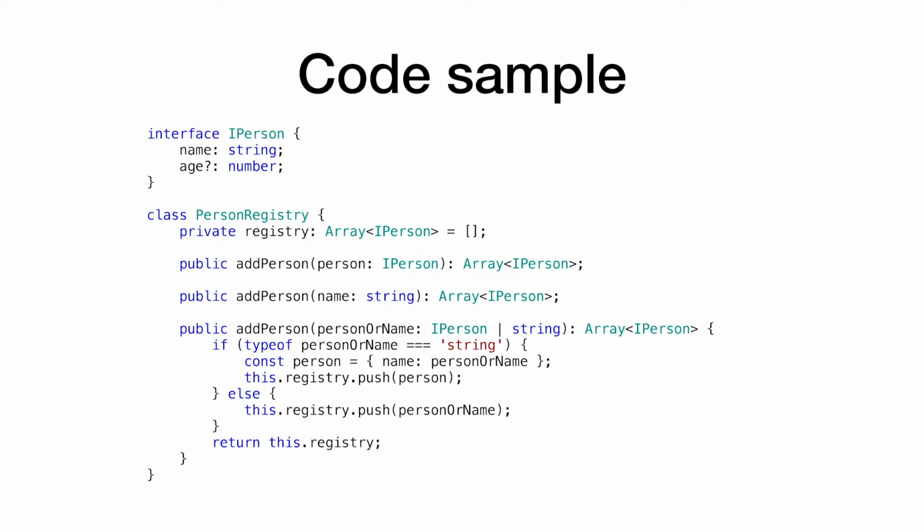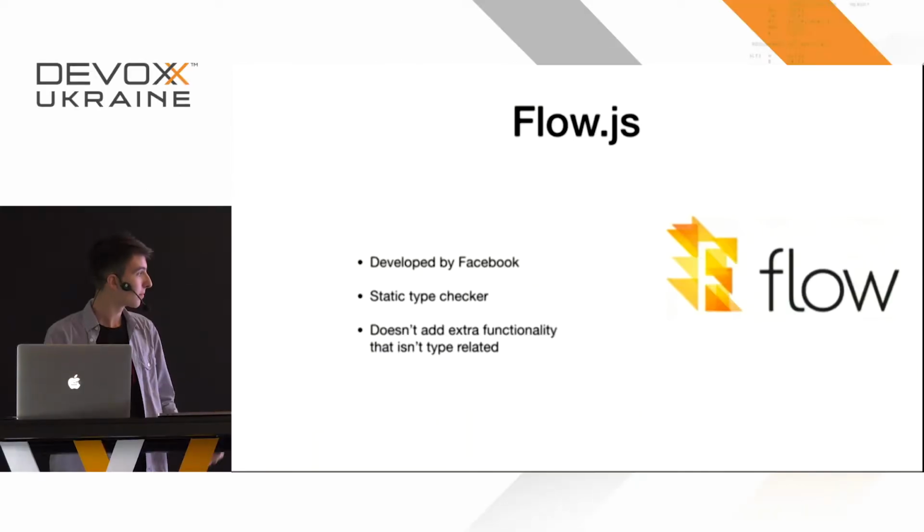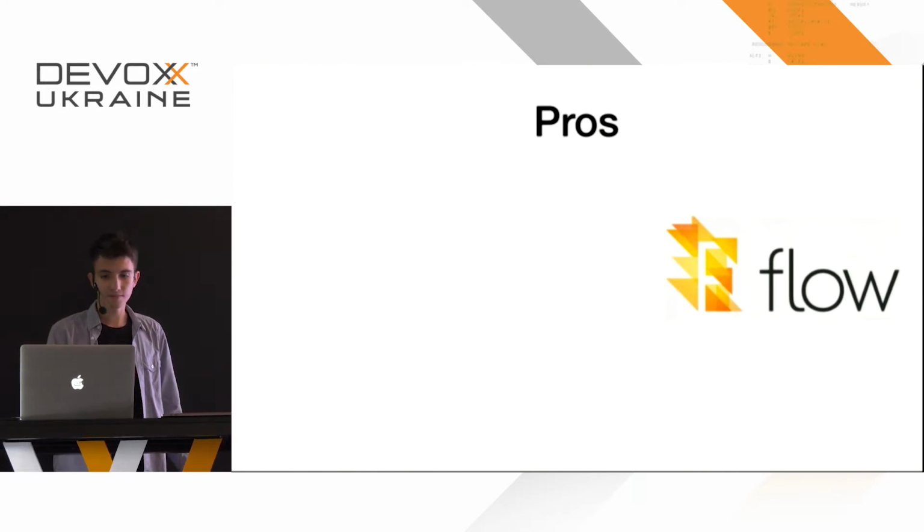Moving on, our next candidate is Flow.js. Flow.js is developed by Facebook, and it is a static type checker, which means that all it does is check that you do not mess with your types. It does not have any other functionality than just adding types.